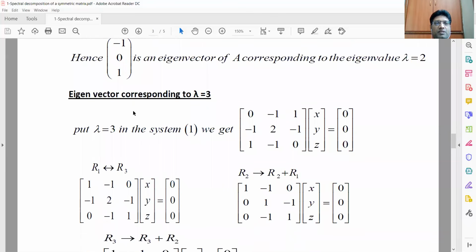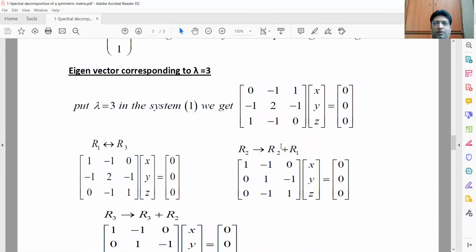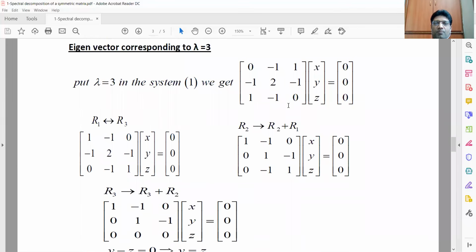Next, I am substituting for the second eigenvector in the system 1. If I put λ = 3 in the system 1, I will get this matrix. Now I have to reduce this into upper triangular form. If you observe here, the first entry is 0, which is not comfortable for simplification. That's why I am interchanging row 1 with row 3. Now I have to make this entry 0, so I am adding R2 with R1. Minus 1 plus 1 is 0, 2 minus 1 is 1, minus 1 plus 0 is minus 1.